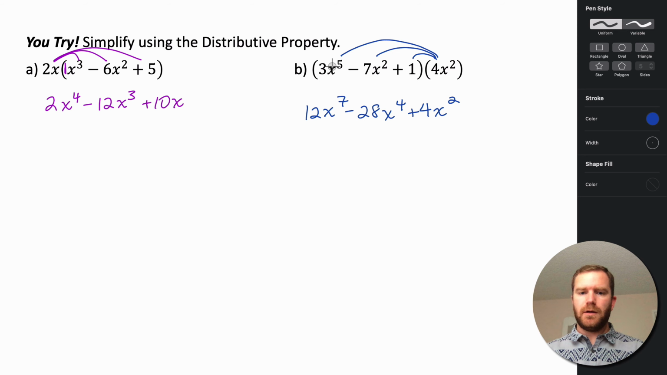So the 4x squared is going to multiply this 3x to the fifth, so 4 times 3 is 12. X squared and x to the fifth, add exponents when you have powers with the same base. 4 and negative 7, that's negative 28. X squared and x squared, 2 plus 2 is 4. 4 times 1, that's going to be 4. Again, this doesn't have x to any power. This is like x to the 0. So 0 plus 2 would be 2. And that would be our polynomial. This would be a 7th degree trinomial. And this would be a 4th degree trinomial.